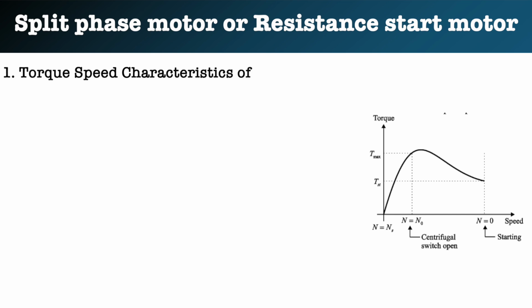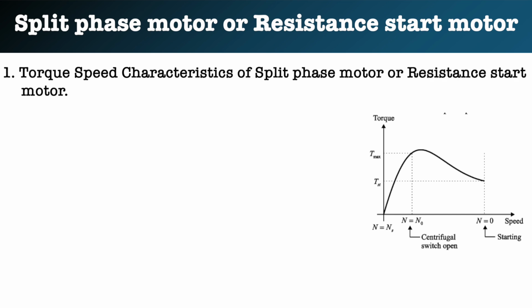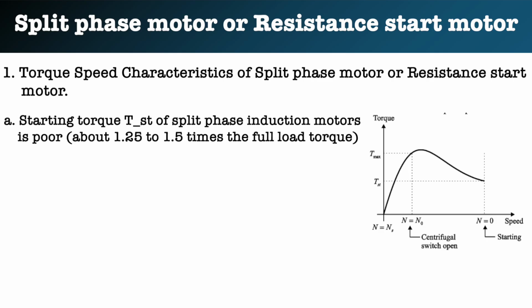Thus, under the running condition, the auxiliary winding remains out of the circuit, and the direction of rotation of the split phase motor can be reversed by reversing the terminals of either the main winding or the auxiliary winding. The torque speed characteristic of a split phase induction motor is shown. The starting torque TST of the split phase induction motor is poor, that is about 1.25 to 1.5 times the full load torque.